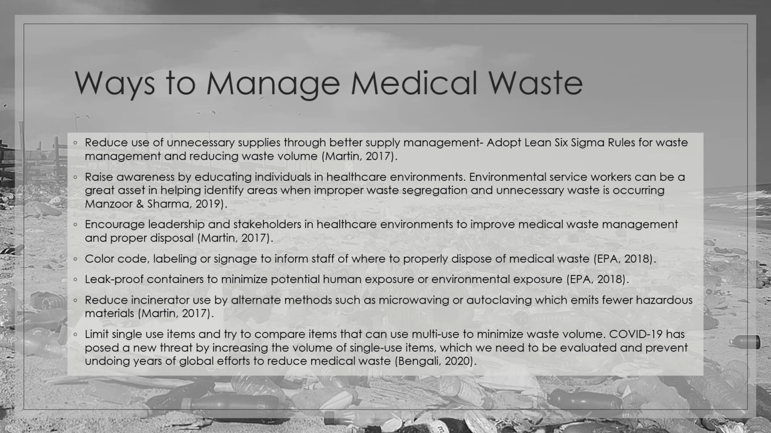So first we look at reducing the use of unnecessary supplies through better supply management. A lot of organizations are starting to adopt Lean Six Sigma rules for waste management. This helps reduce waste volume. Lean Six Sigma has 5 key pillars for reducing waste: first defining the problem, then they measure the current process, they analyze the cause of the issue, they look at improvements to the process, and then ways to move forward to control the issue.